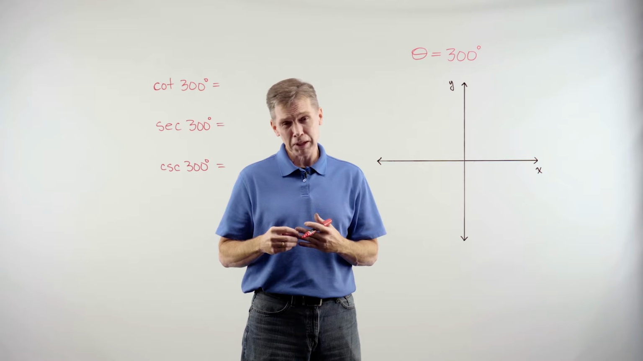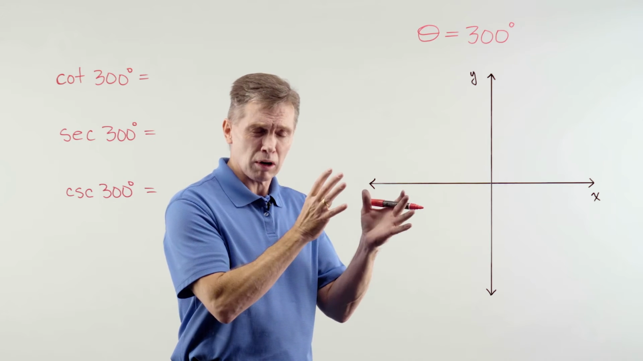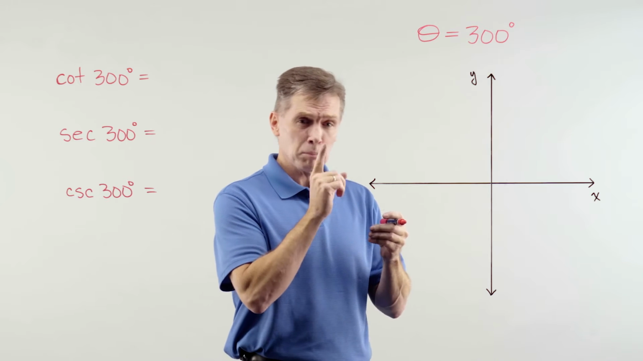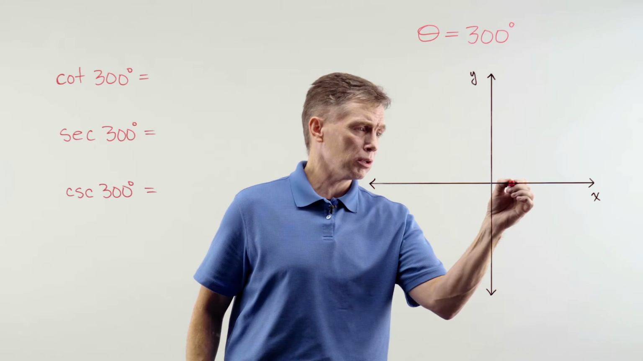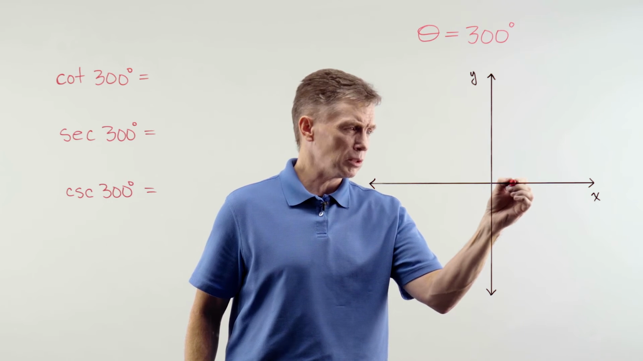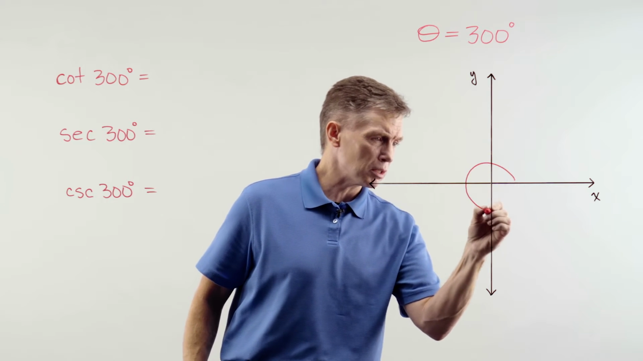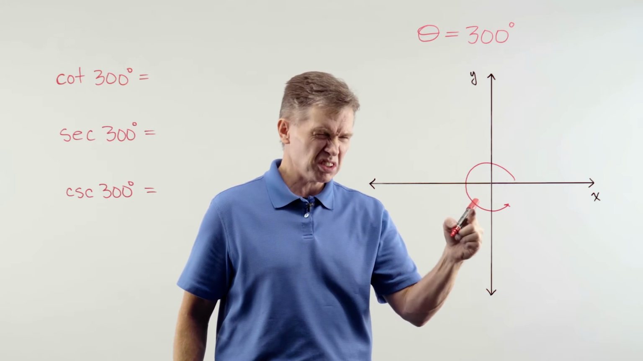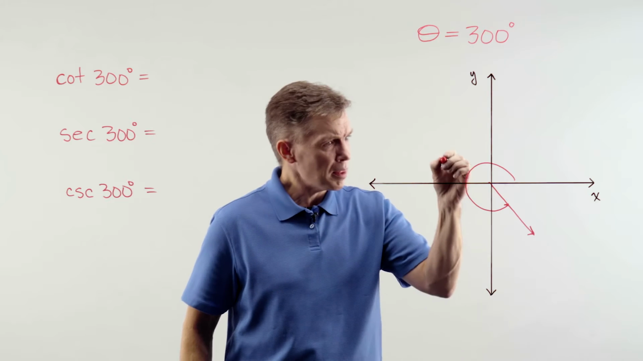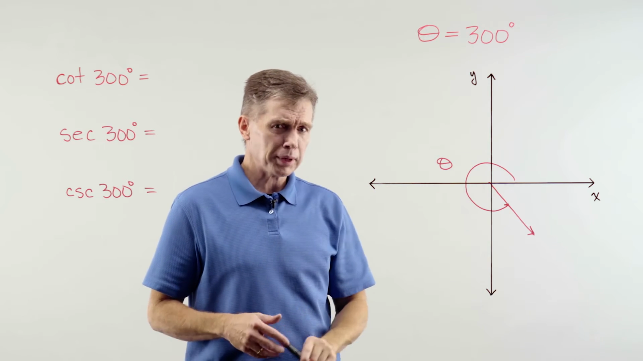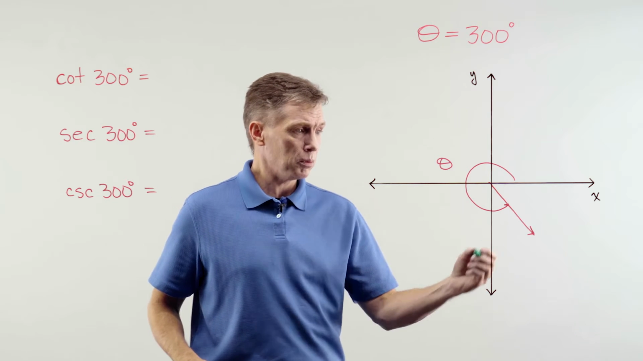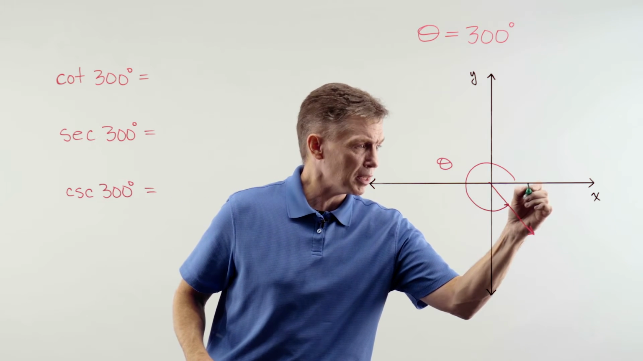What I would do to begin with is to try to draw that angle. So for us, my theta is 300 degrees. Positive, so I'm going to go counterclockwise. Less than 360, so less than a full rotation. More than 270 though, so right about there. That's my theta. Okay, now we're doing that because my next step would be to find that reference angle.